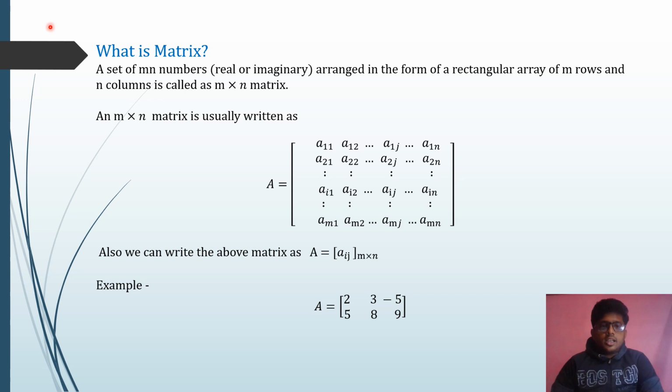First, what is a matrix? A matrix is basically a set of numbers arranged in an array, where the number of rows equals m and the number of columns equals n. So if the number of rows equals 3 and the number of columns equals 2, we can say that the order of the matrix is 3 by 2. Here you can see an example where the number of columns is 3 but the number of rows is 2. So the order of the matrix is 2 by 3.